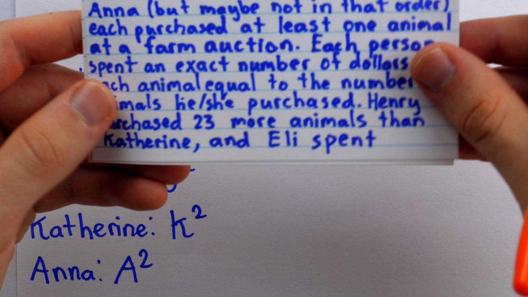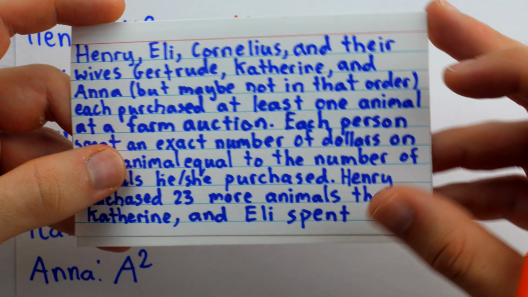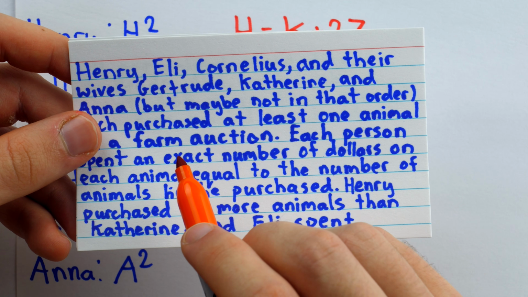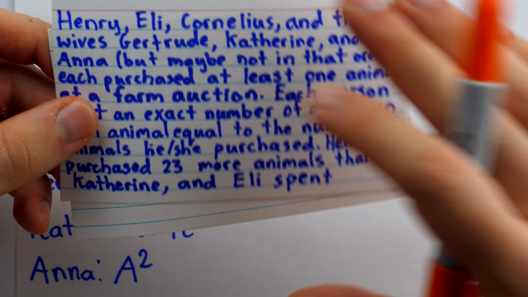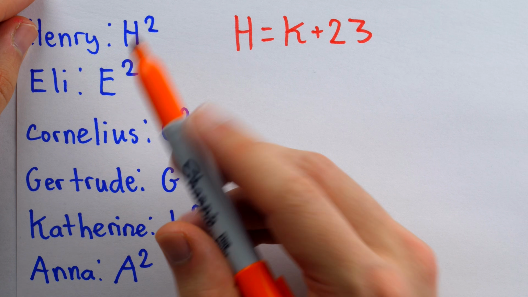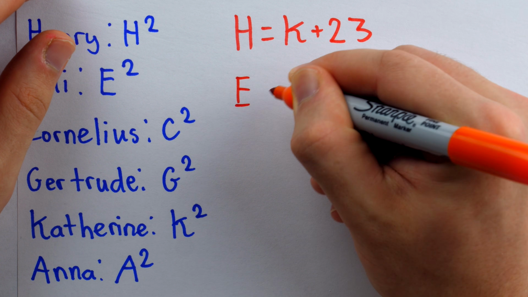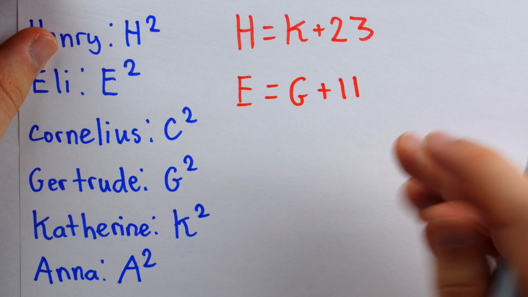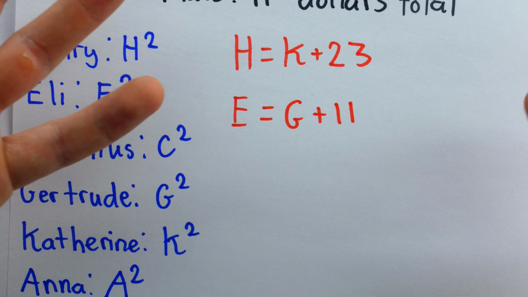We also know that Eli spent 11 per animal more than Gertrude. Now, the amount spent per animal is equal to the number of animals purchased by an individual, since we know that each person spent an exact number of dollars on each animal equal to the number of animals he or she purchased. So the amount that Eli spends per animal is just E, the number of animals he purchased. So if Eli spent $11 per animal more than Gertrude, then we would just have that E is equal to G plus 11. Similarly for Gertrude, the amount she spent per animal is just G, the number of animals she bought. If she bought 8 animals, then she spent $8 per animal.